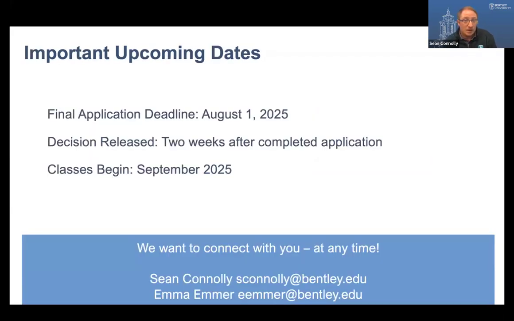And then some important upcoming dates, just know that our final application deadline is August 1st of 2025. We are releasing decisions within 2 weeks after completed application. Now, I do want to be clear, that's not you submitting the application. It's when we get your full documents, everything is in. Once we receive everything, then it's 2 weeks from that date to get a decision. And then classes will begin in September of 2025. It's going to be here, snap of the fingers. We're already going to be in September.